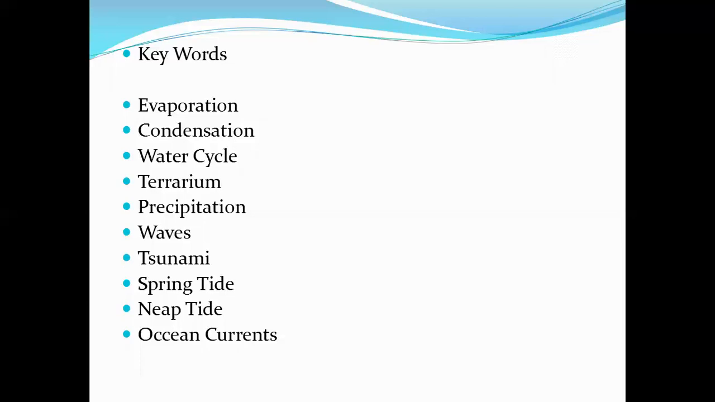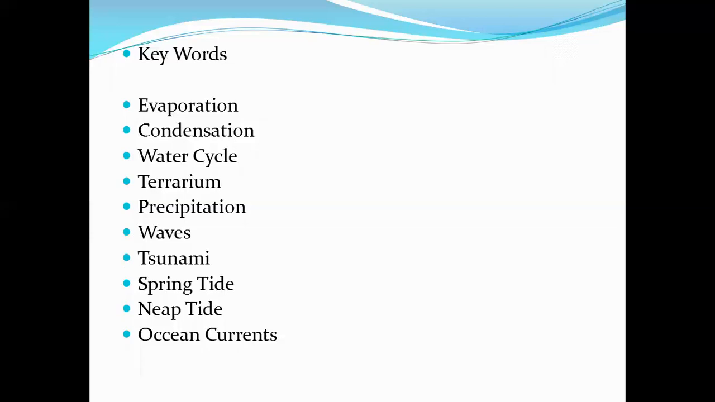Next is a terrarium. A terrarium is an artificial enclosure for keeping small house plants. They make a small enclosure to keep the plants. That is the artificial enclosure they make to keep the plants safe.